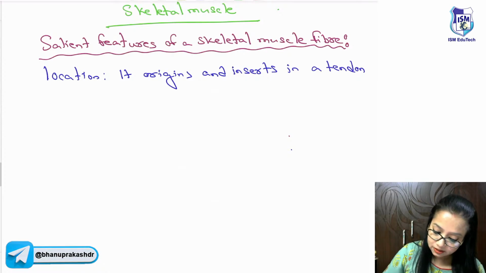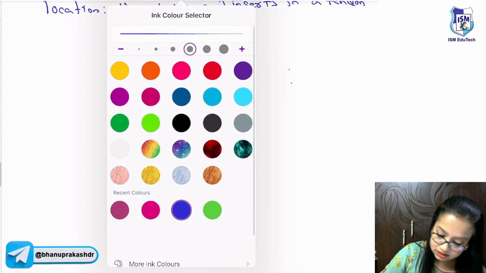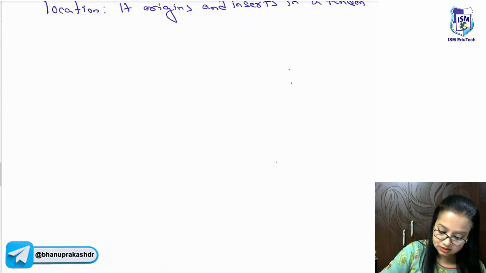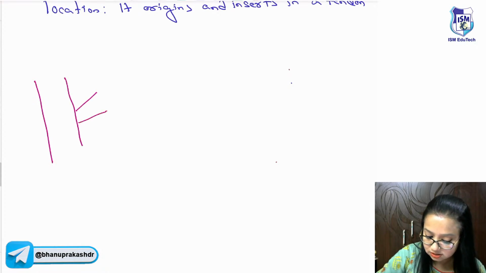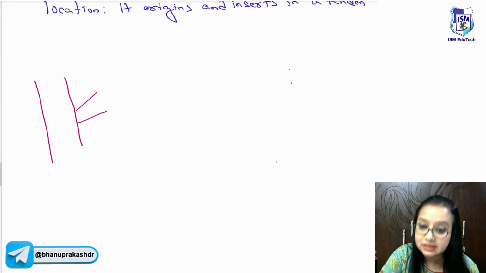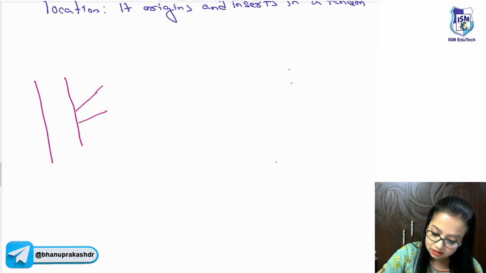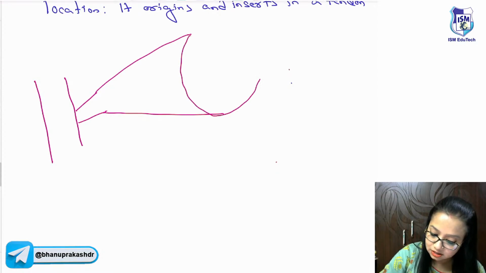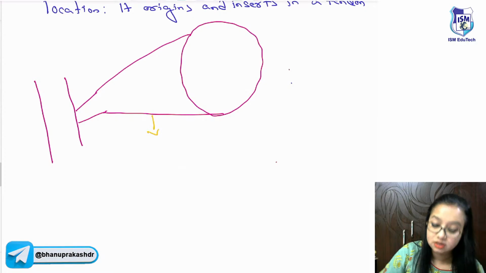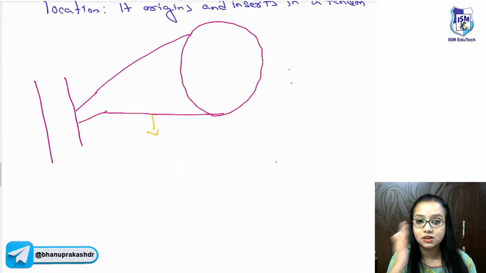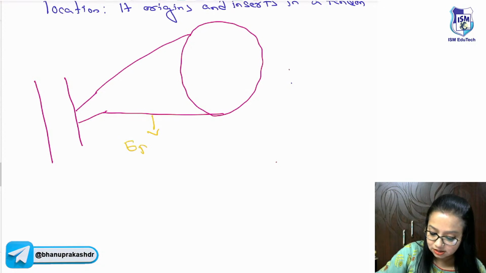Okay, so I'm drawing it like this. Say this is the bone and this is the tendon. So in what hierarchy does this skeletal muscle stay? It is something like this, and this is, say, a cross section. So this outermost covering, which is a tough connective tissue, is the epimysium.